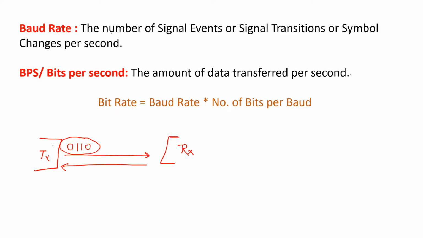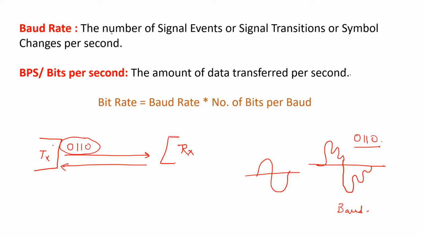Suppose this is a packet. You can imagine this is a sine wave, and instead of this sine wave, sometimes there is another symbol being used. Suppose this particular symbol represents 010. Whenever there is this symbol change or a transition in the signal, that represents one baud. There may be multiple bits inside that particular baud, but ultimately the multiple bits are transferred at once, and that is known as baud rate.